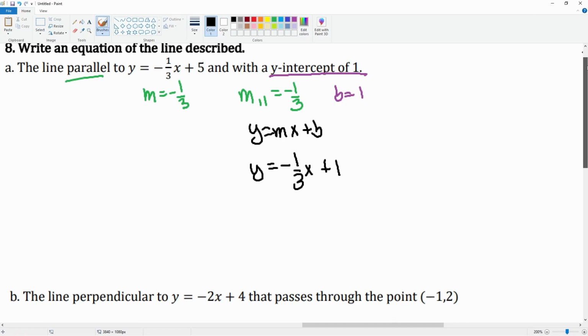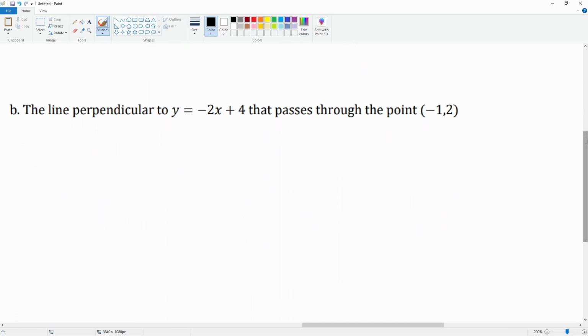And then let's do b. A line that is perpendicular to this. It says perpendicular to this. So this slope is negative 2. We want to find the perpendicular slope, m perpendicular. We have to do the opposite. So the opposite of the negative 2 here is a positive. And this is really 2 over 1, so it becomes 1 over 2. That's the reciprocal. So if the original slope is negative 2, the perpendicular slope is positive 1/2.